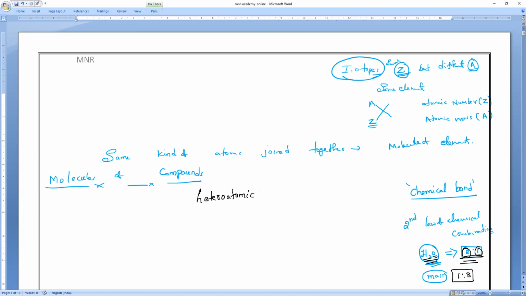Different atoms combining. So is it a homoatomic or heteroatomic molecule? They are heteroatomic, sir.